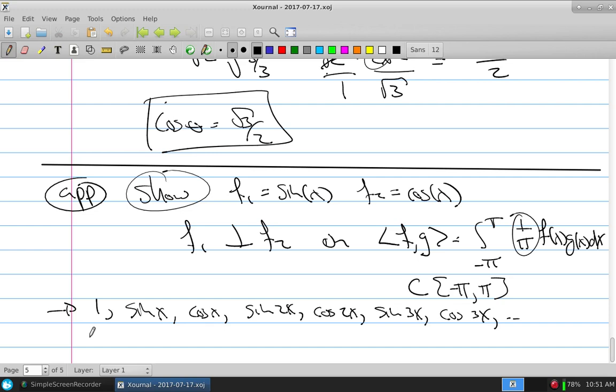But it ends up being that you need to have an inner product and a vector space. And then you can start talking about orthogonality and length. All right, that's it.